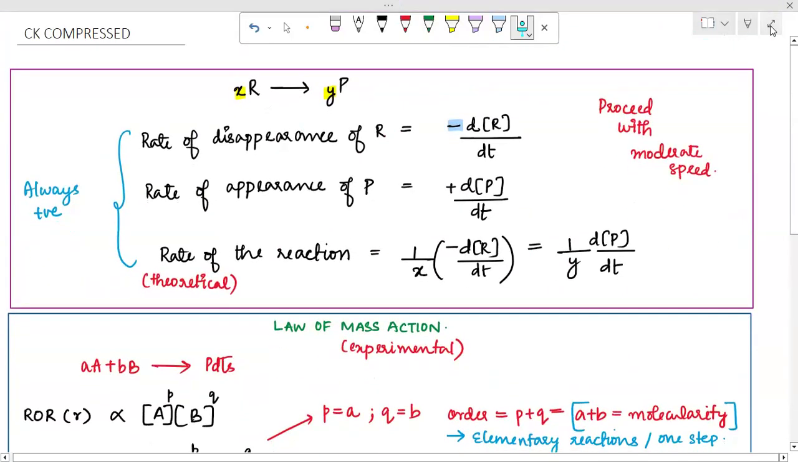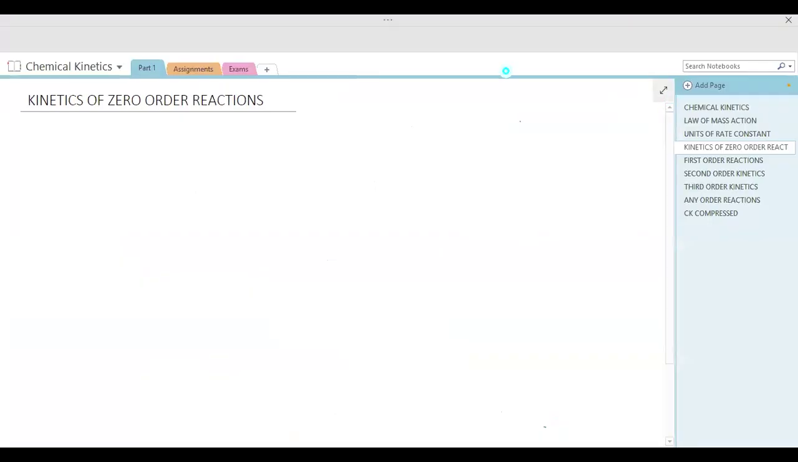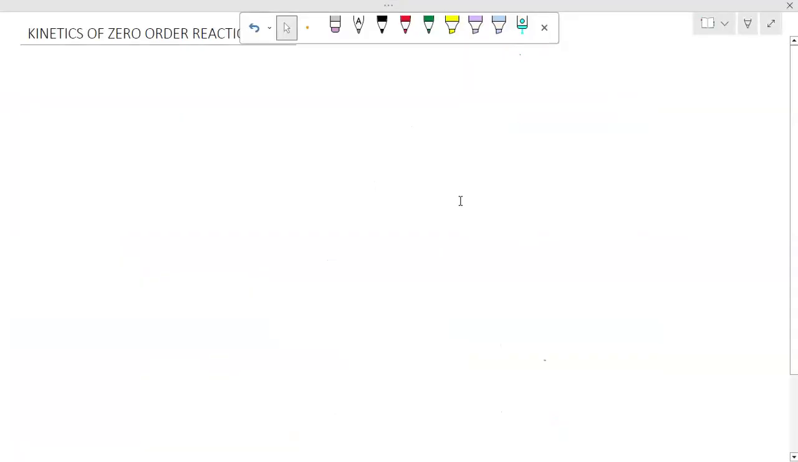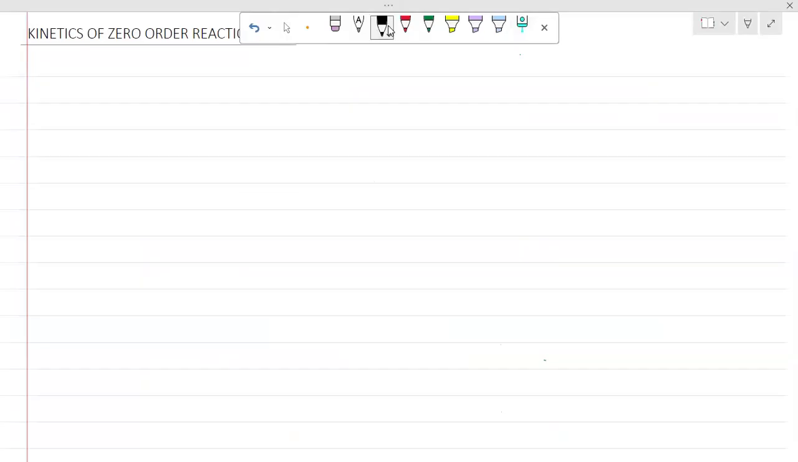Now, let's start with the kinetics of different order reactions. Today we'll be beginning with the kinetics of zero order reactions. Now, we all know what a zero order reaction is by now. What does that mean? It means that when you calculate the rate of the reaction, it is independent of the concentration of the reactant, right?